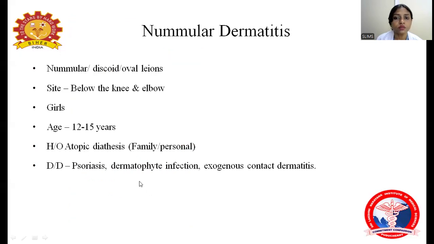Now coming to nummular dermatitis. Nummular dermatitis is given its name because of its discoid or oval lesions. The most common site of involvement is below the knee and elbow. It is mostly seen in girls when compared to boys, at the age of 12 to 15 years. And there is also a family history of atopicity. The differential diagnoses include dermatophyte infections, psoriasis, or any other exogenous contact dermatitis.